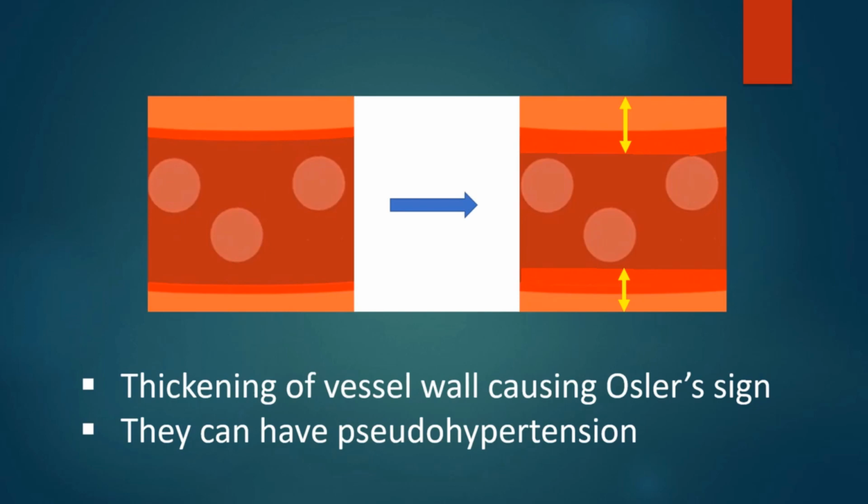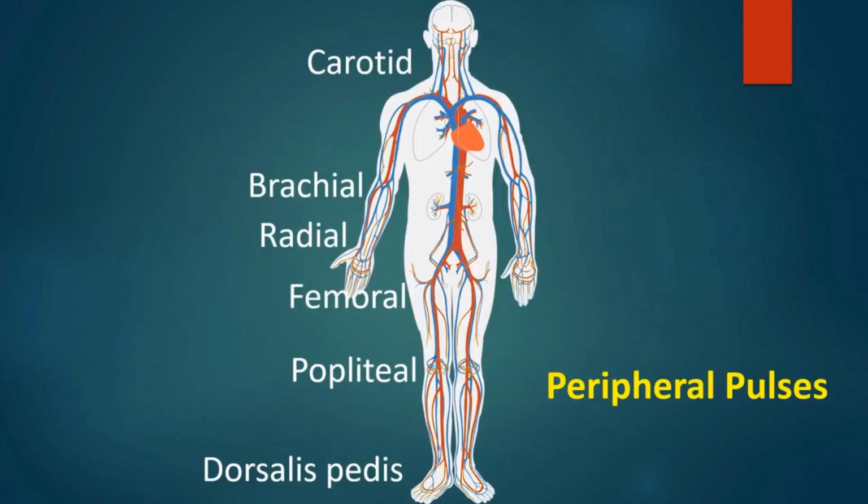Alternate method is to occlude the brachial artery with one hand and palpate the radial vessel wall with the other hand. A palpable radial artery after brachial occlusion, which is better done by inflation of a blood pressure cuff on the arm, constitutes the Osler sign. It is usually associated with pseudohypertension.